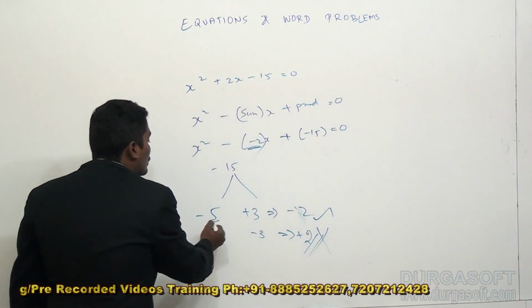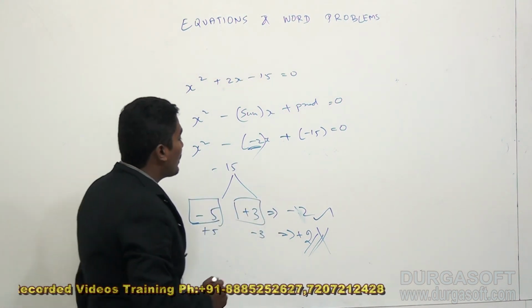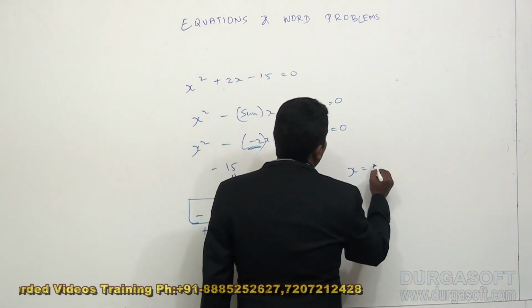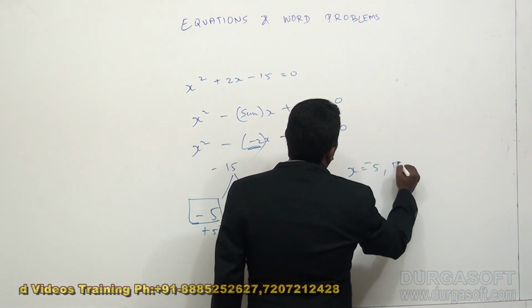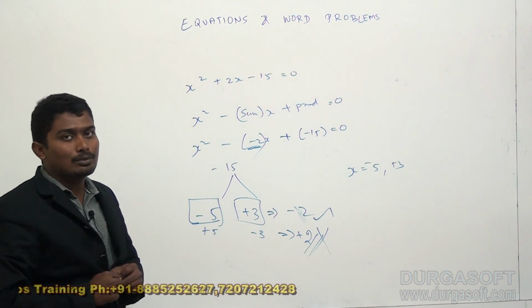So my roots are minus 5 and plus 3. So the value of x is equal to minus 5 and plus 3. There are two values of x I will be getting. These are the two values.